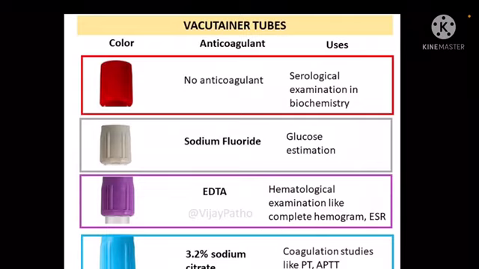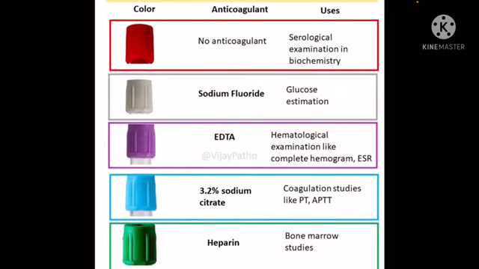The first one that we can see here is the red cap Vacutainer, also called the plain Vacutainer because there is no anticoagulant present in this tube. This tube is completely empty, so there is no additive or anticoagulant. This plain Vacutainer is used for serological examinations in biochemistry, and also for studies of the trace elements present in the blood.